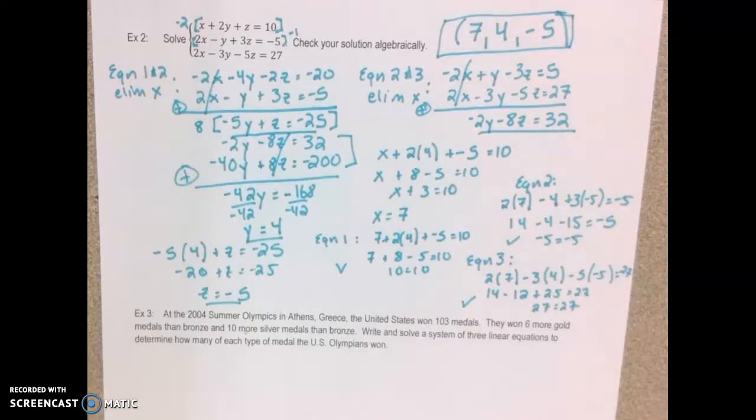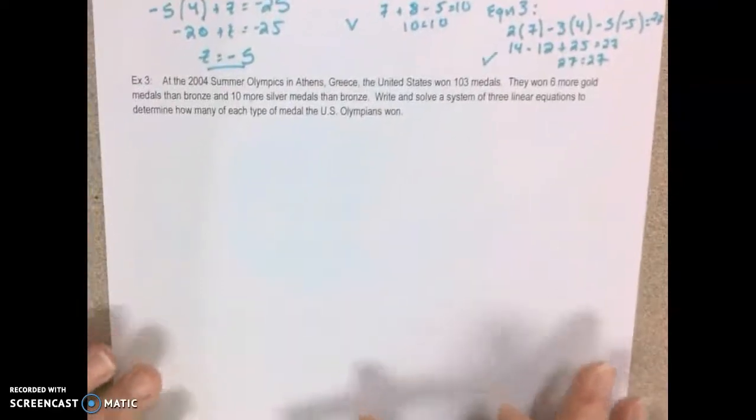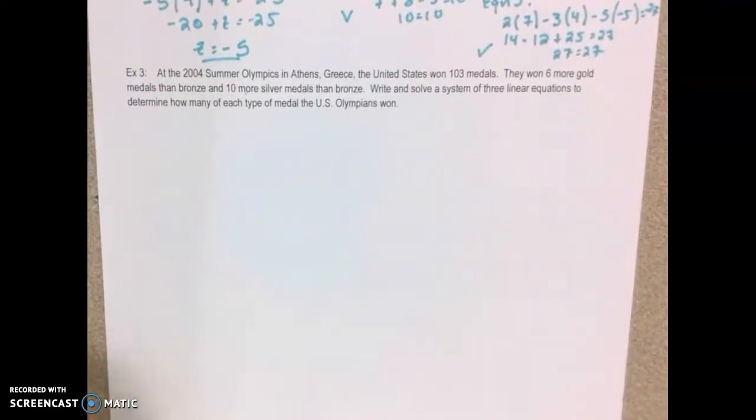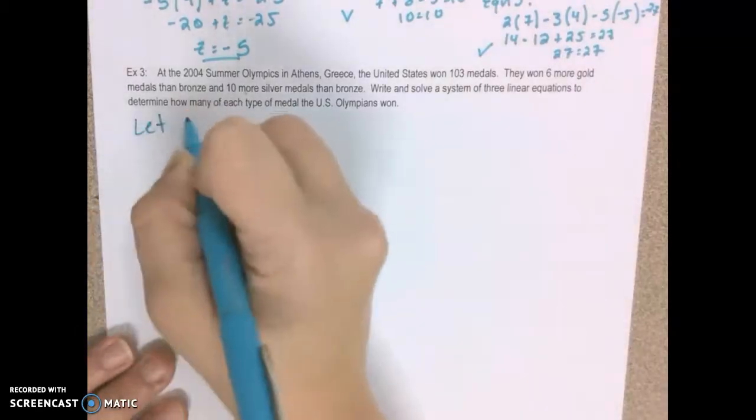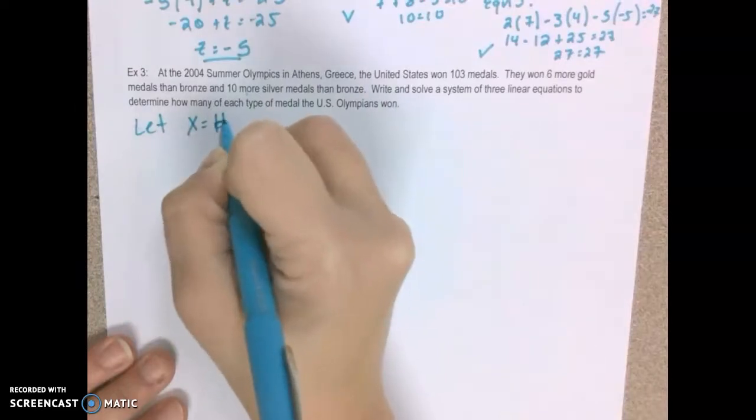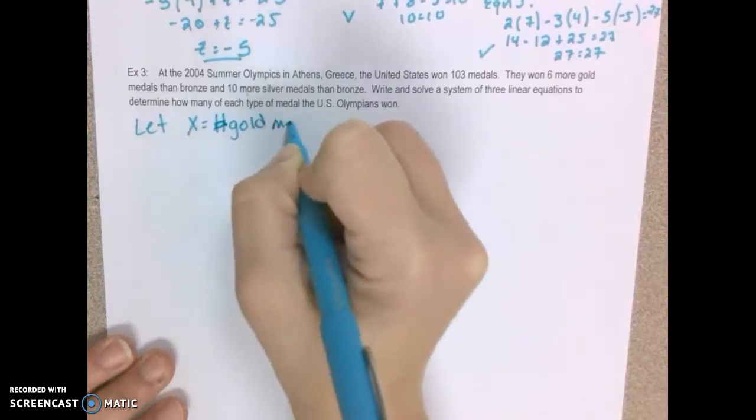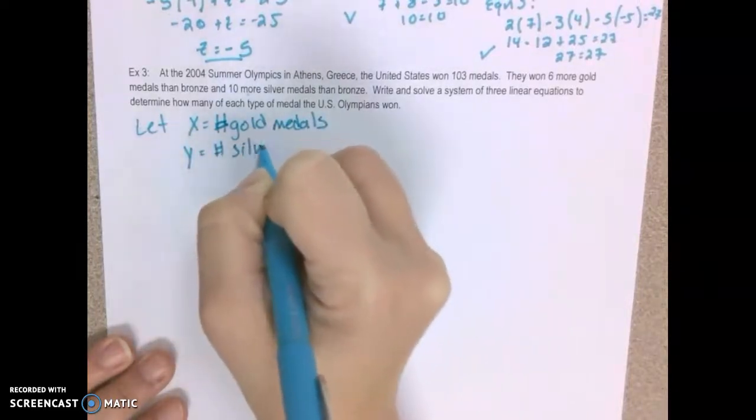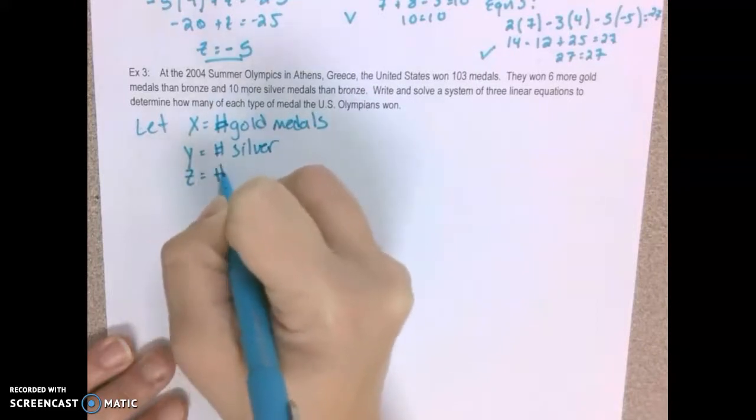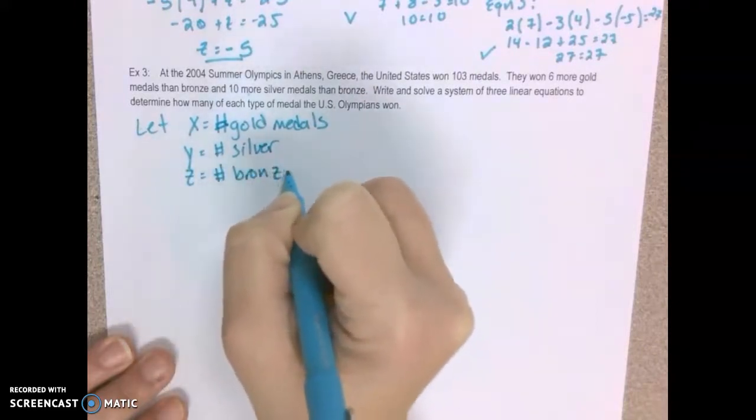Next, our last problem is a word problem. It says at the 2004 Summer Olympics in Athens, Greece, the United States won 103 medals. They won 6 more gold medals than bronze and 10 more silver medals than bronze. We need to write and solve a system of 3 linear equations to determine how many of each type of medals they won. So first, we got to pick our variables. I'm going to let x be the number of gold medals, y be the number of silver, and z be the number of bronze medals.